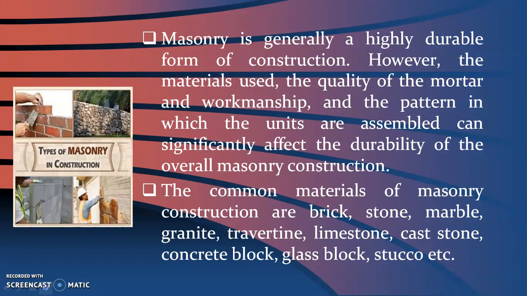The common materials of masonry construction are brick, stones like marble, granite, travertine, limestone, cast stone, concrete blocks, glass blocks, stucco, etc. These are used for constructing a masonry. If we are using brick as a masonry unit, then it is called brick masonry. If we are using stone to construct a wall, then it is termed as stone masonry, and so on.